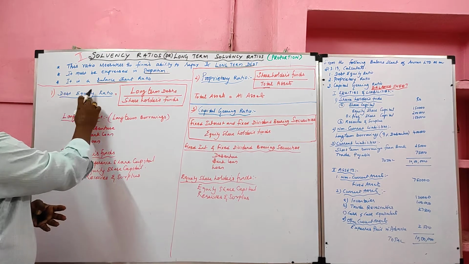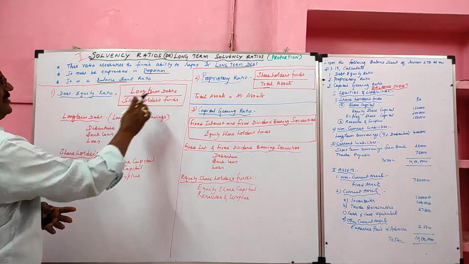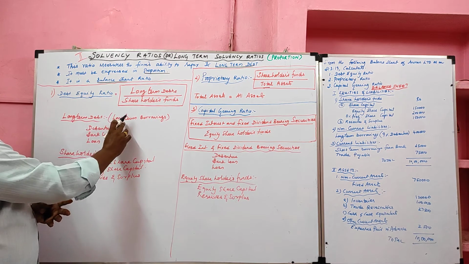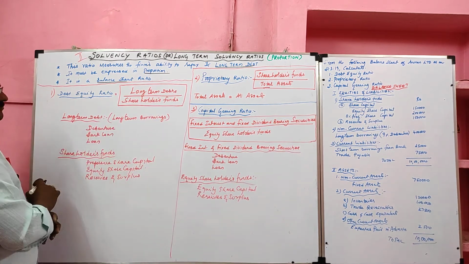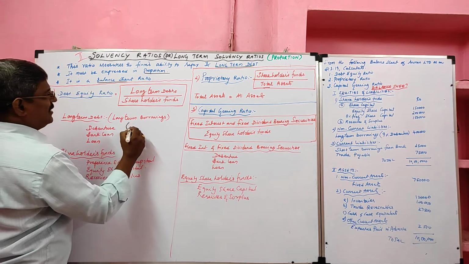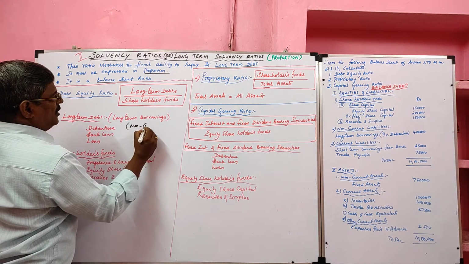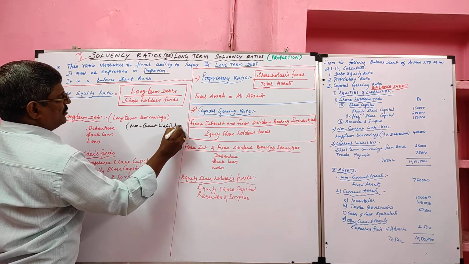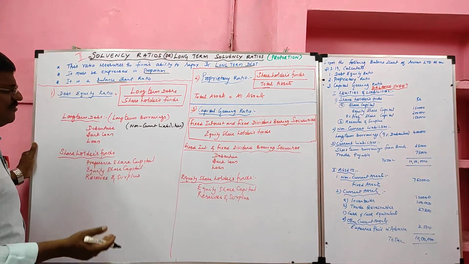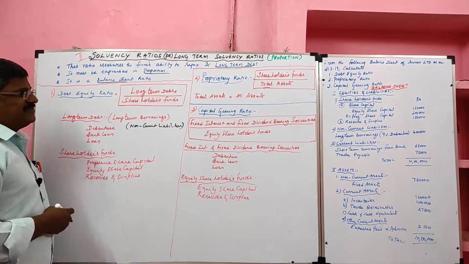Okay, first one, debt equity ratio. Formula: long-term debt divided by shareholder fund. Long-term debt means long-term borrowing. What are all long-term borrowing? Debenture, bank loan. It is also called non-current liabilities. Then shareholder fund: preference share capital, equity share capital, reserves and surplus.